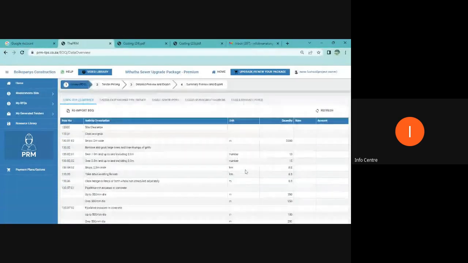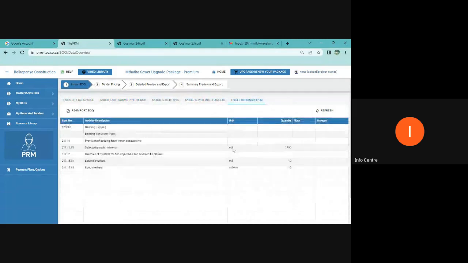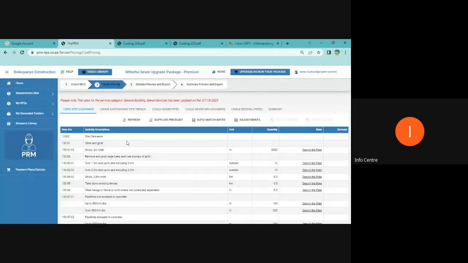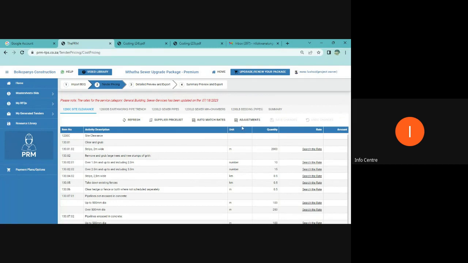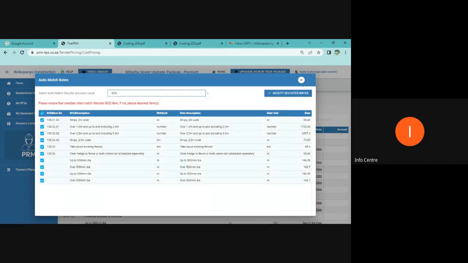Once you're done with this preview and you're happy with what the system has imported, because whatever we have in Excel is now in the system, we go to tender pricing, which is number 2. Remember, we want the quickest way to price because we don't have time. We do what we call auto match. So the system just searches your rate descriptions together with the unit, and then it tells you that we have all of that in the database.